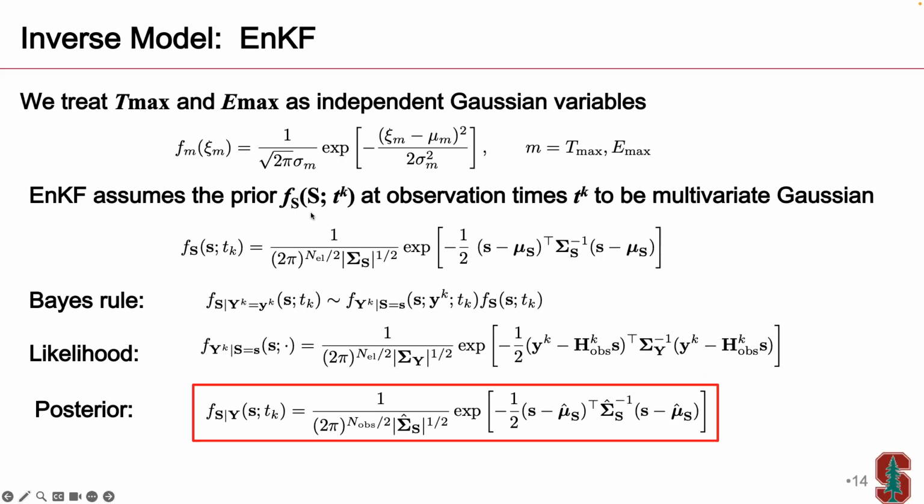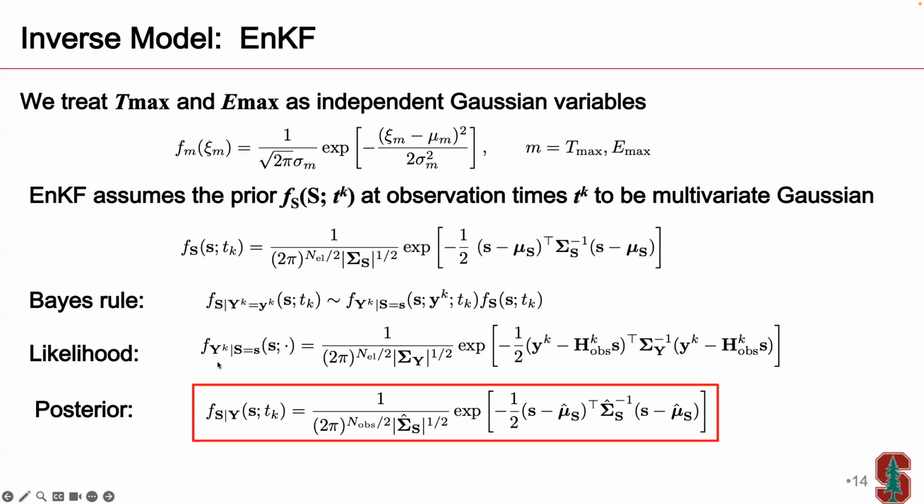and then we assume the prior PDF of the sink term at observation time t_k to be multivariate Gaussian. This can be obtained from the values of Tmax and Emax we draw from the ensemble, and then the prior PDF can be updated on the observed value of the random data y by means of this Bayes rule. The posterior is proportional to the likelihood and the prior.